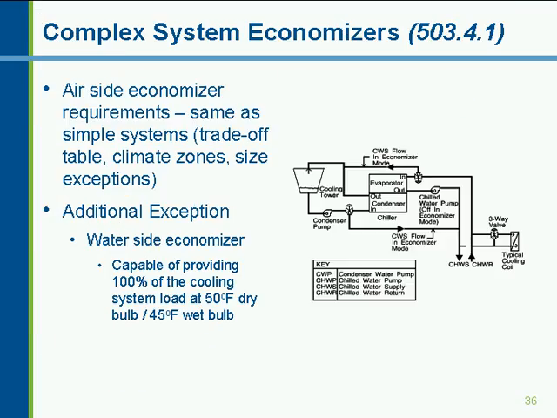There are economizer requirements for complex systems. In general, they're very similar to the economizer requirements for simple systems that we just discussed. The air-side requirements are pretty much the same. It includes a trade-off exception, requirements based on climate zones, and size of equipment exception, same tables that we use for the simple systems. There is one additional exception. If you provide a water-side economizer that's capable of providing 100% of the cooling system load at 50-degree dry bulb, 45-degree wet bulb temperatures, then you're exempt from the air-side economizer requirements.